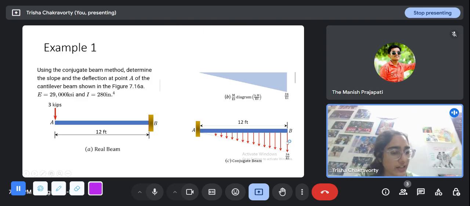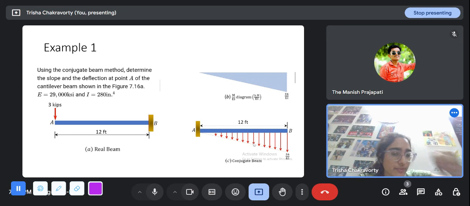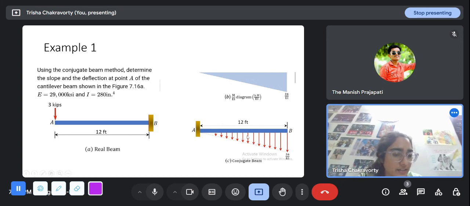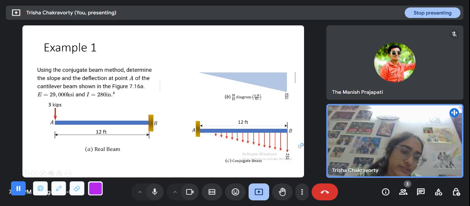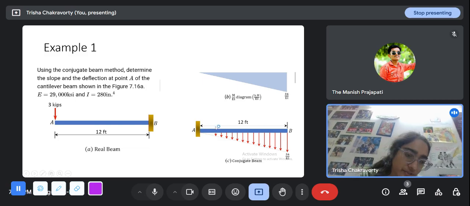If it was a UDL, we considered that the force was concentrated at the midpoint of the length of application of the UDL. Since it is a triangular load, we take the equivalent point load at the centroid. The centroid of this triangle is 12 by 3 from the base of it. So it is 12 by 3, 4 feet from B and 8 feet from A. So the total magnitude of the force is half into 12 into 36 by EI, and it is applied at a length of 8 feet from A.